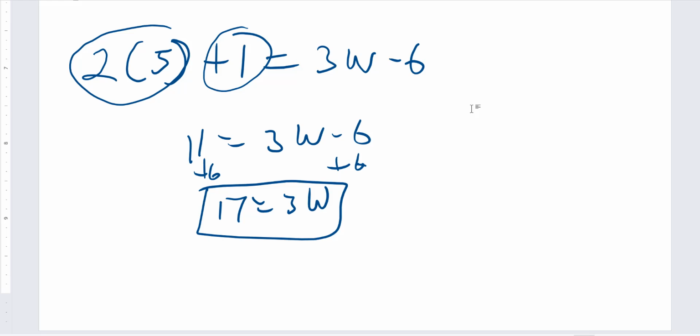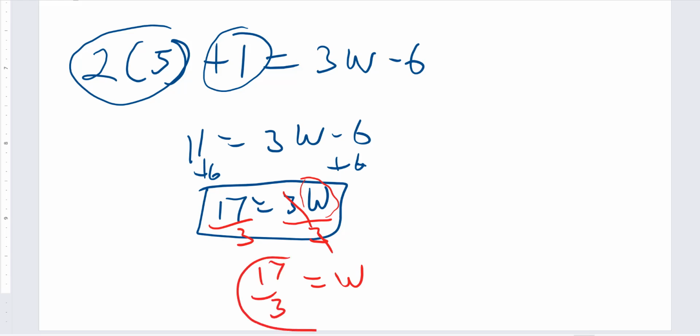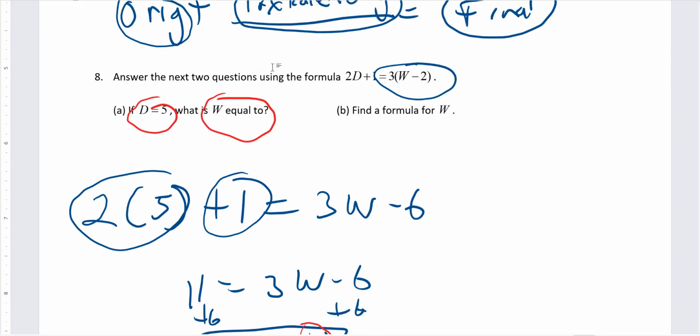Okay, I hope you did the last step. Again, when you see something like this, focus on the fact that you're trying to get the W by itself, so ignore that side for the moment. How do you get the W by itself? Dividing by 3. So that means divide that by 3, and the answer is 17 over 3. So the answer to the first question is the fraction 17/3.